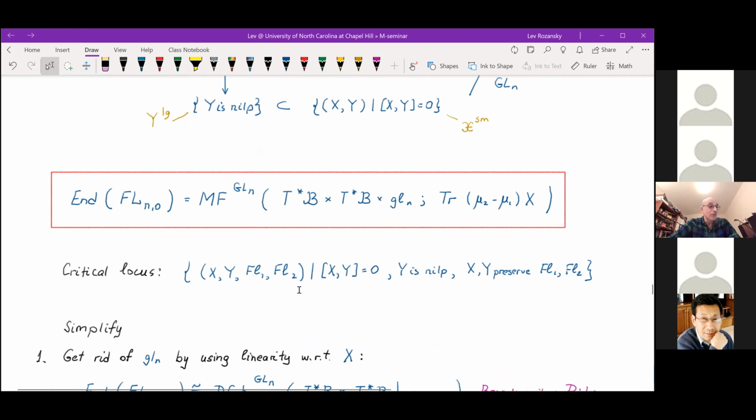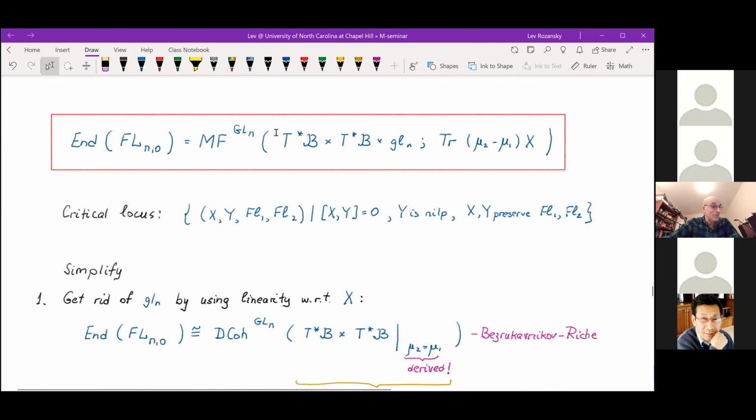The critical locus of this is something awful. It's the double flag commuting variety restricted to Y being nilpotent. It's totally horrible. It's not even a complete intersection, as far as I understand. So one should not try to work with coherent sheaves over this. Actually, we tried when this whole story started, and that's crazy.